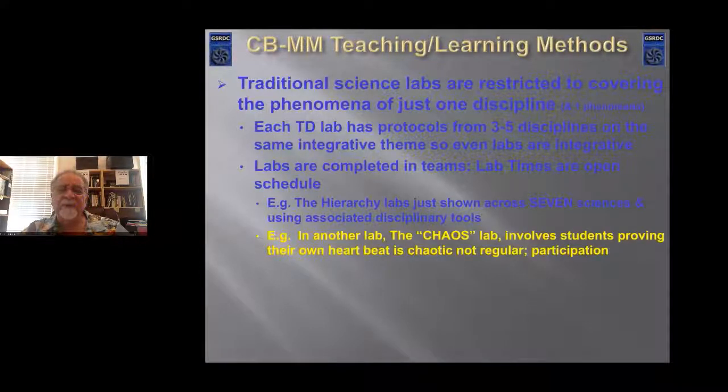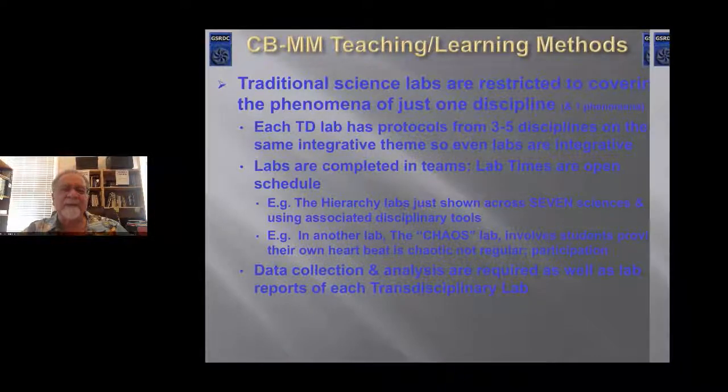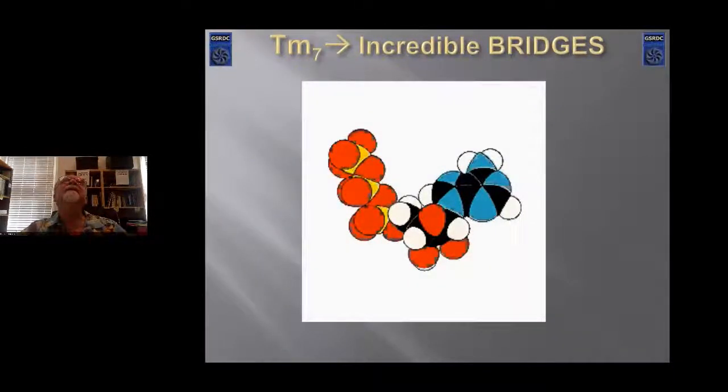But in another, the chaos lab, the students actually took their own heartbeat and showed that it was chaotic rather than regular. And in fact, when you have a regular heartbeat, it's fibrillation and it leads to death. They were amazed at this because they think their heartbeat is regular since they're not looking at it in detail. Data collection and analysis were required in these labs, and so it met the scientific qualifications that are necessary by the science disciplines in order to satisfy the science GE.